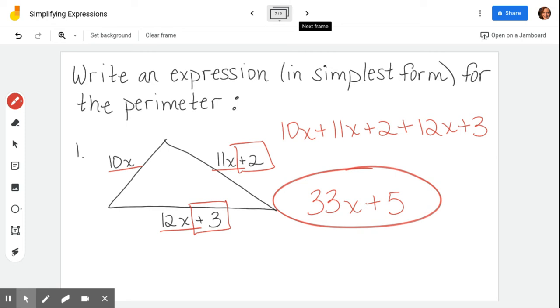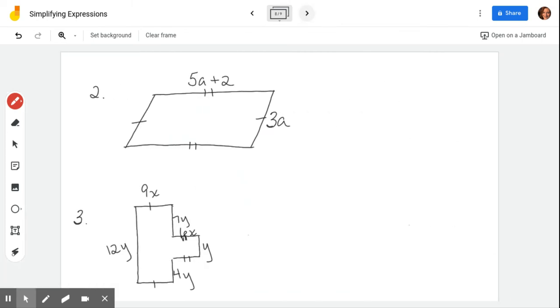Do another one. I have a couple more figures I want to do with you. Number 2 is called a parallelogram. Those little markings indicate which sides have the same length, the same size. So the ones that both have one little slash mark through them are equal to each other. So if this one over here is 3a, this is 3a. If they have the same number of marks, they have the same size. So the top is 5a plus 2. The bottom is also 5a plus 2.